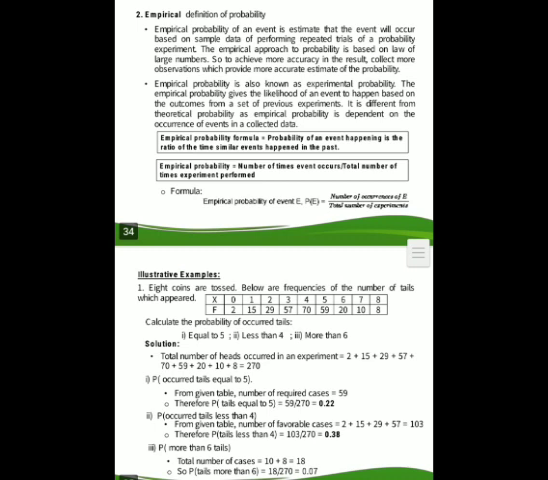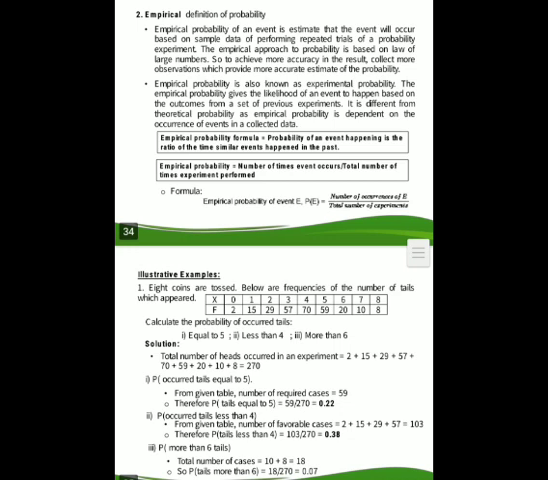Next is the empirical definition of probability. The empirical probability of an event is an estimate that the event will occur, based on ample data from performing repeated trials of a probability experiment. The empirical approach to probability is based on the law of large numbers. So to achieve more accuracy in the result, collect more observations, which provide a more accurate estimate of the probability.